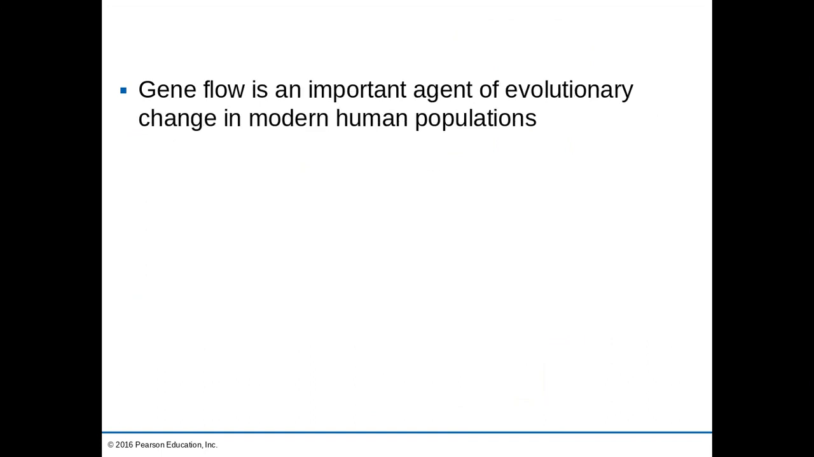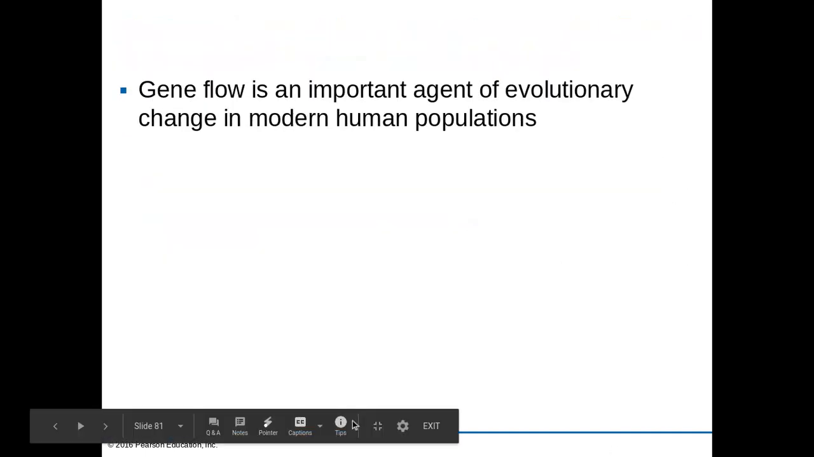So this is a very important agent of evolutionary change in modern human populations. So that ends 21.3.